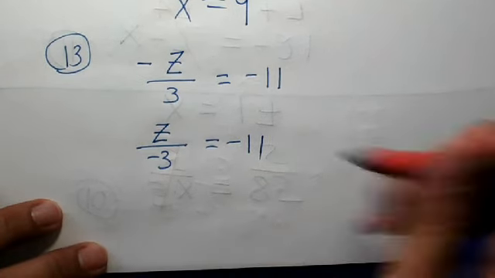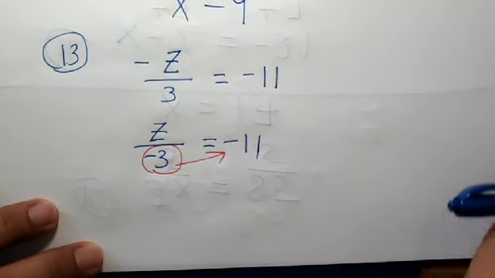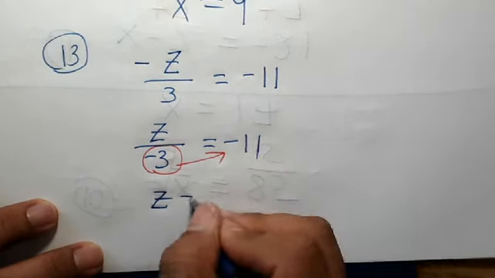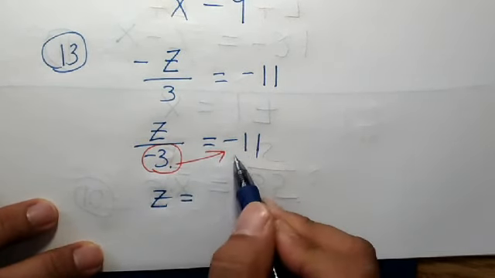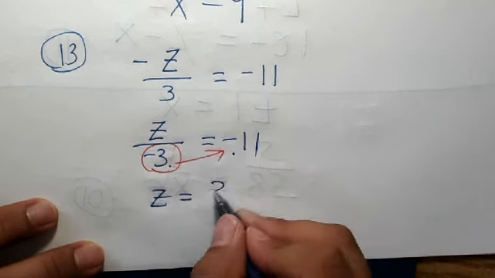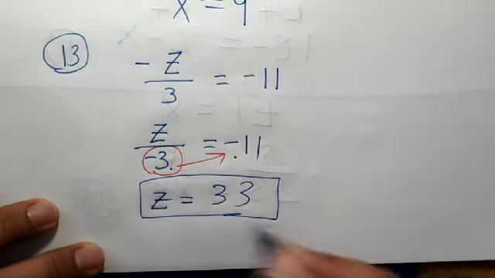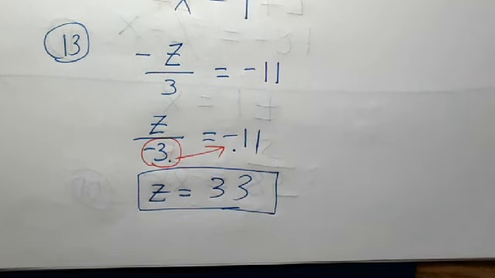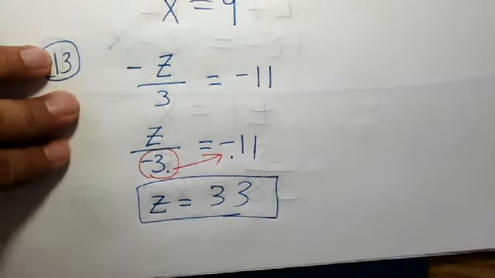Now, cross multiply. z would be, what is negative 3 times negative 11? Positive 33. Very good.